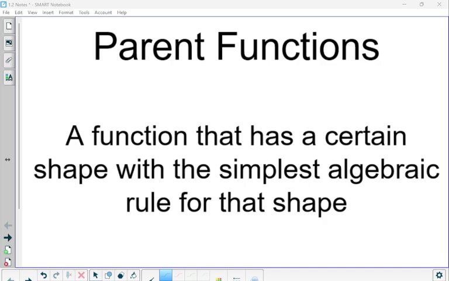We're going to go through the parent functions, specifically what you need to know about each function for the parent function memory quiz. I'm going to highlight the name, the equation, the shape, and the specific things on the graph that you would need to know.